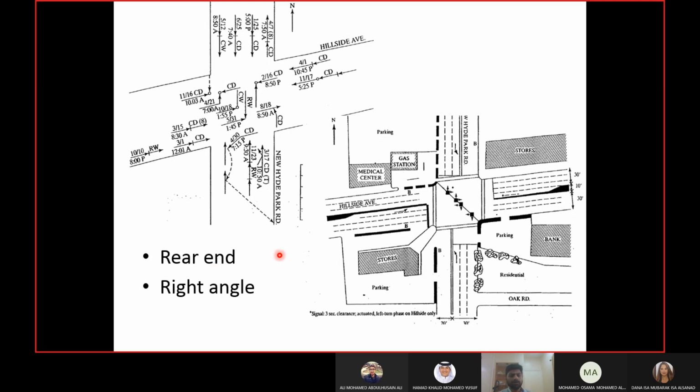So this is the first question. This is the answer to the first question. Rear end accident happened because the driver in front of you stopped unexpectedly. So you couldn't stop yourself from bumping into him.